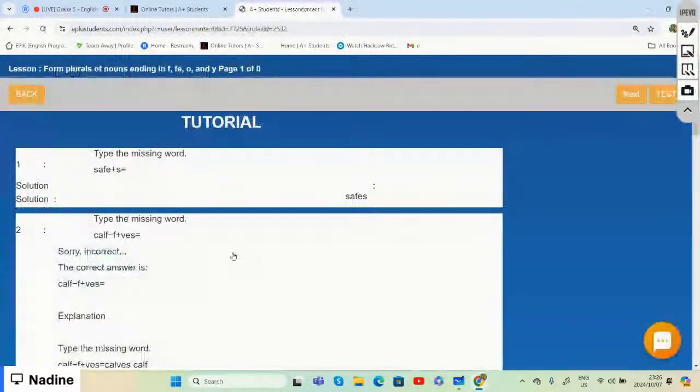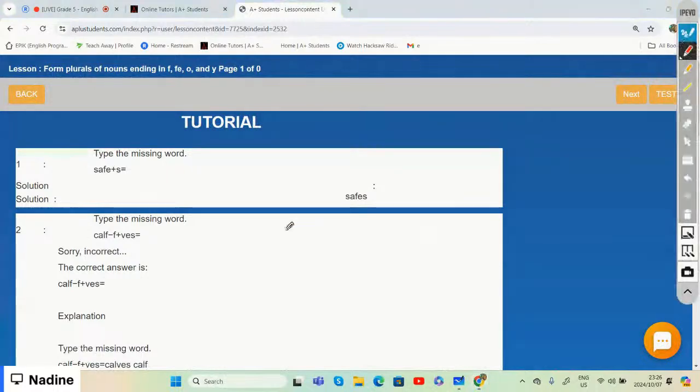And before we go on to our test, we need to type the missing word. One safe. If we want to show that there's more than one safe, we just add an S, so safe plus an S is safes, because all we did was add an S.